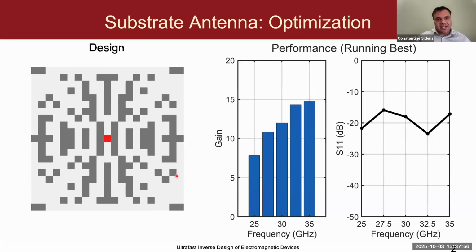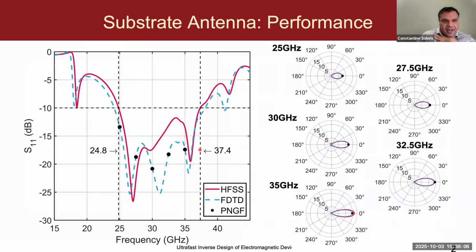So this is the final antenna design. You could see that the S11 bandwidth here is more than 10 gigahertz. I think actually in the next page, I'll show the parameters across a wider range. So you see that this is a very broadband antenna going from below 25 gigahertz to above 35 gigahertz.